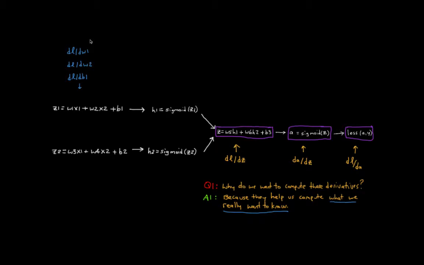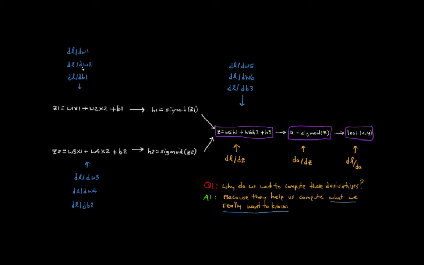So what are we really interested in knowing? We're really interested in computing dL/dW1, dL/dW2, dL/dB1. Similarly, dL/dW3, dL/dW4, dL/dB2. And dL/dW5, dL/dW6, and dL/dB3. dL/dW1, for instance, tells us what happens to the loss or error function when we increase the value of W1, for example. Similarly, dL/dW2 tells us what happens to the loss or error function if we increase the value of the W2 weight.